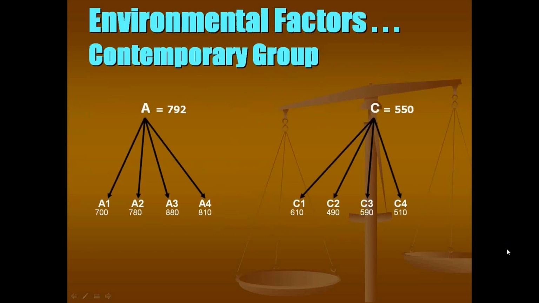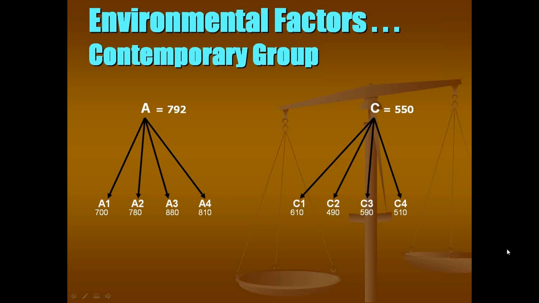So here's an example of two sire groups. We've got sire A on the left-hand side, sire C on the right-hand side. Sire A's calves average 792 pounds at weaning, and those are adjusted weights. We've adjusted all these weights already for age of dam, age of calf, and heterosis, so they're all fully adjusted. We look at sire A at 792, sire C at 550.